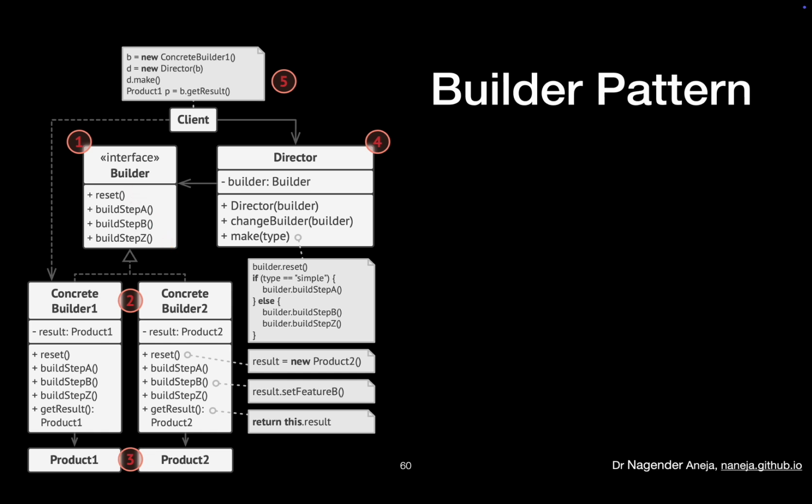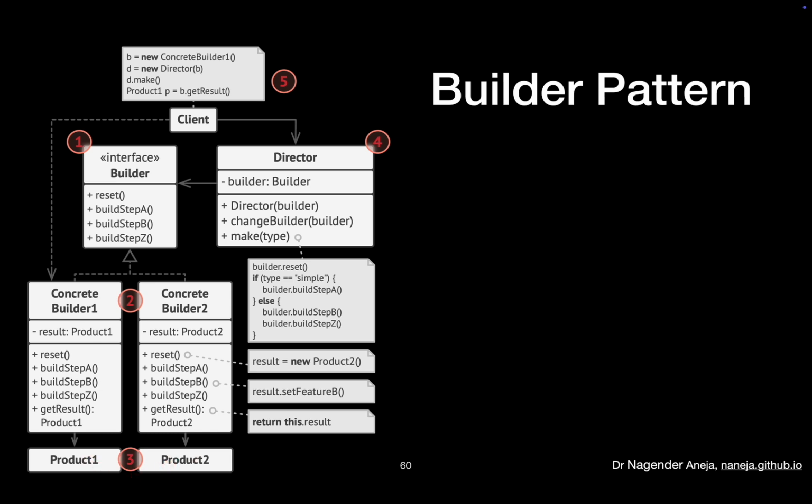The second step will be to create concrete builders. So the result will be product one, and the other result will be product two, and you may have again build step A, build step B. You will implement these, and finally it will give you product one, right? And here we'll get product two. So that's our third step: get product one and product two.